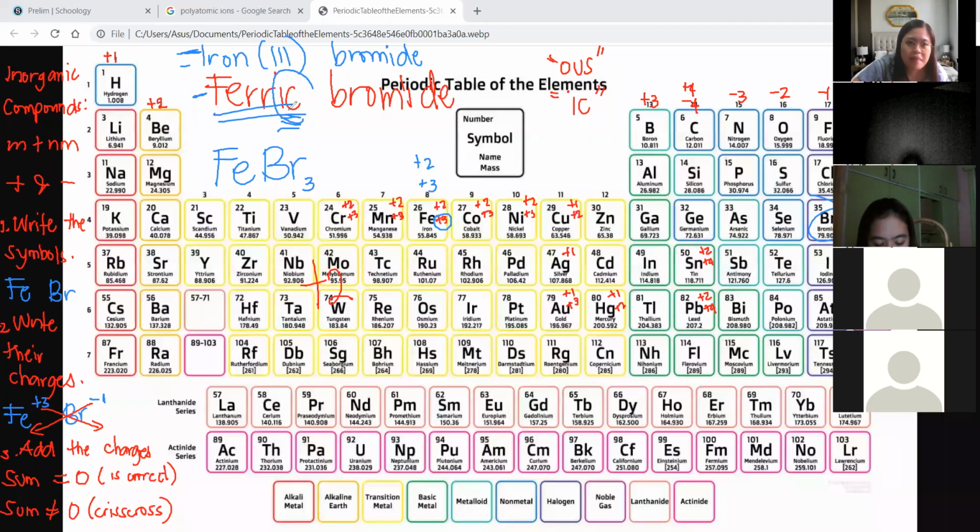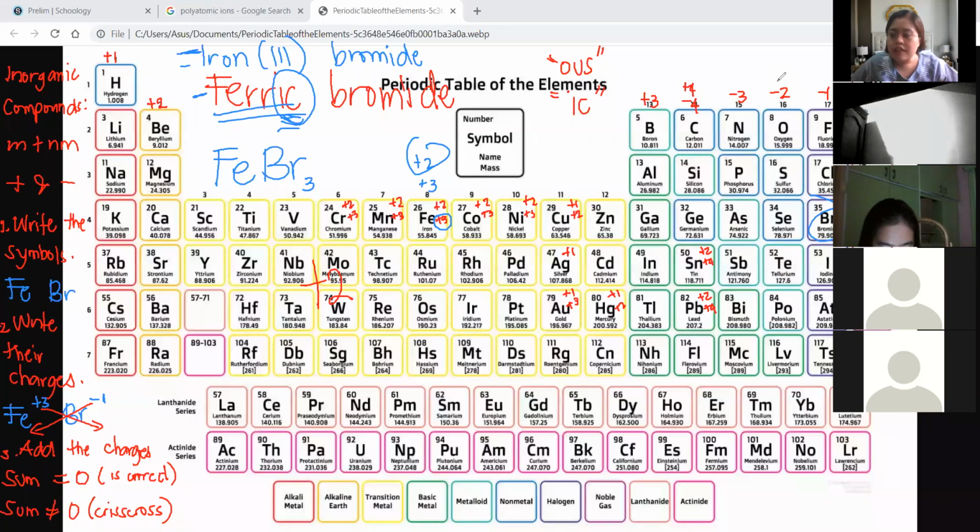Inyong lang tandaan, pag IC gani ang ending, mao na siya ang higher nga charge. Pag OUS, kung example ferrous, lower nga charge imuhang sundon. Question so far sa atong paghimo og chemical formula? This is between metal and non-metal ha. So it's very important also for you to know kung ang atong gihatag nga element is a metal or a non-metal. So tan-awon nato ulit.